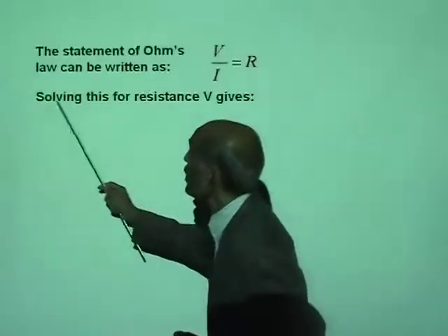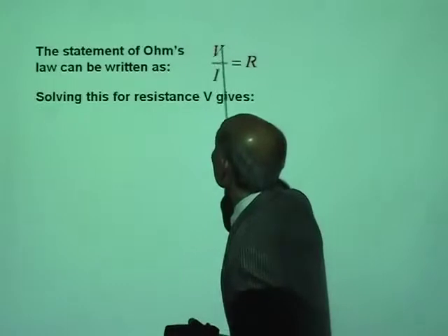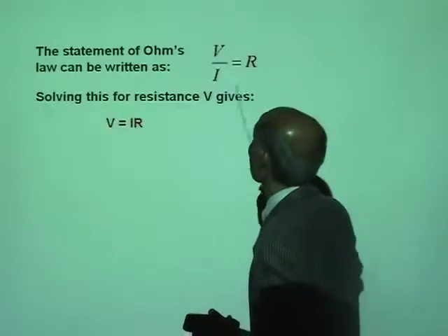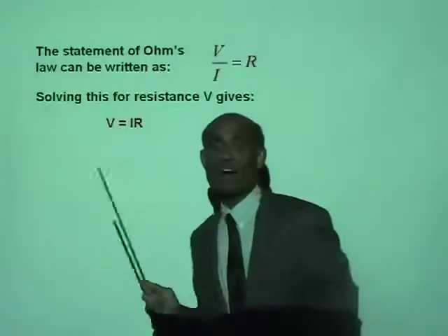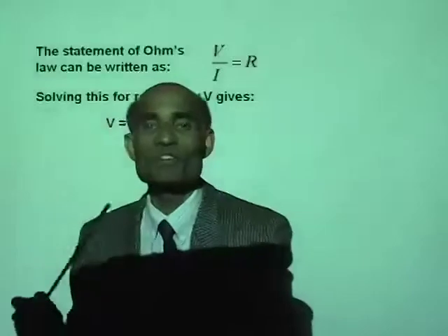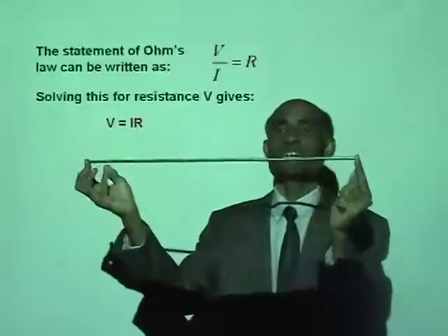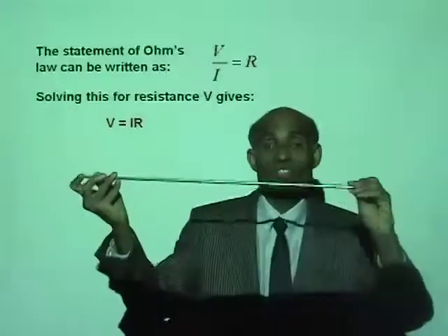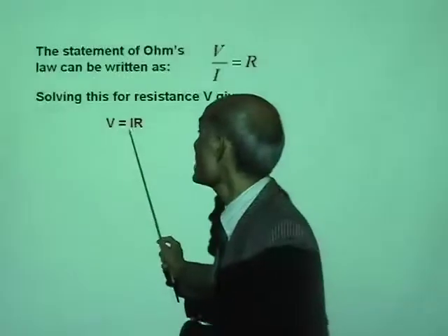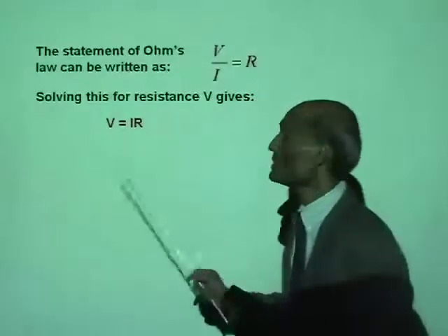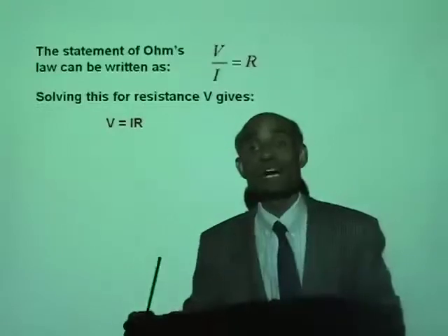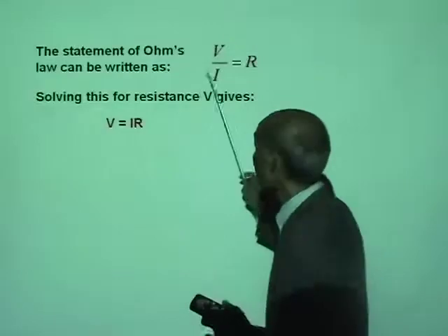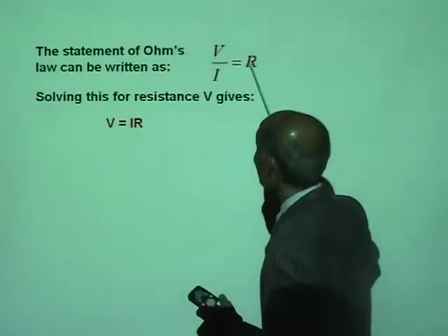Now, can you solve this equation for V? If you multiply both sides by I, we can now write this as V equal to IR. The potential difference between the ends of a conductor is equal to the current in it multiplied by the resistance of that conductor. V equal to IR. Now, take a note of that equation. We will use that to solve problems. V equal to IR is actually the same as V over I equal to R.